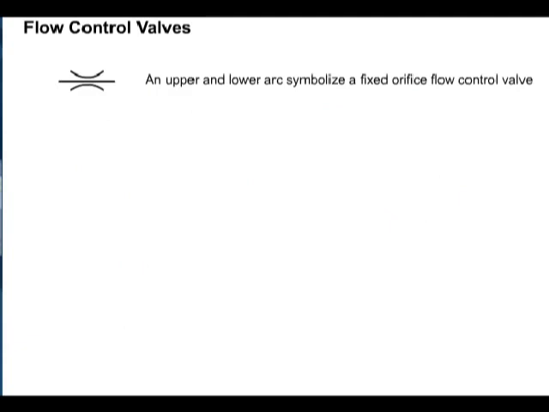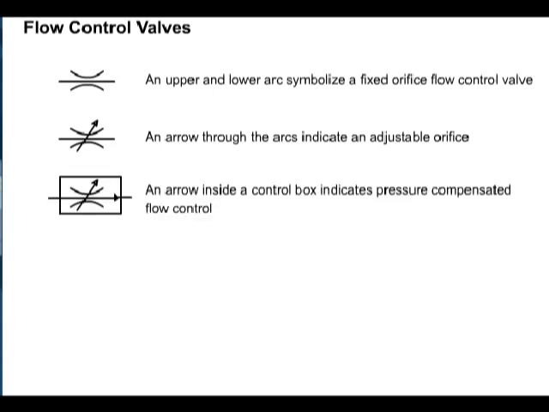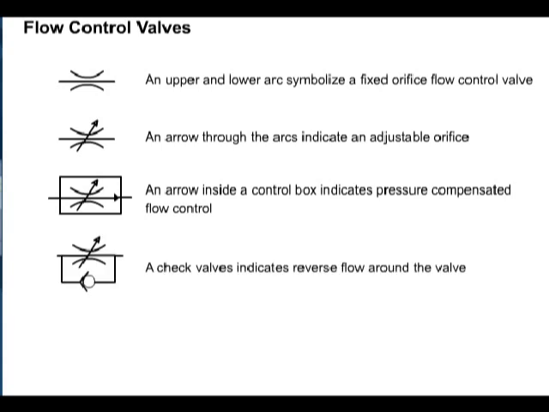The symbol for a flow control valve begins with an upper and lower arc. This would symbolize a fixed orifice. An arrow drawn sloping through the arcs indicates that the orifice is adjustable. This would be the graphic symbol for a needle valve. When we add an arrow to the flow line inside a control box, we have indicated that the valve is pressure compensated or true flow control. A flow control valve with a check valve indicates reverse flow around the valve.